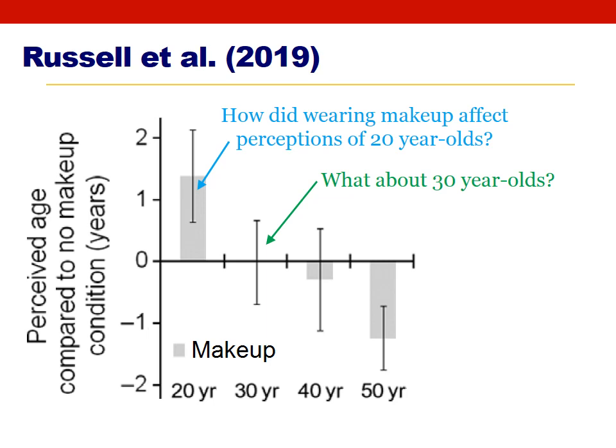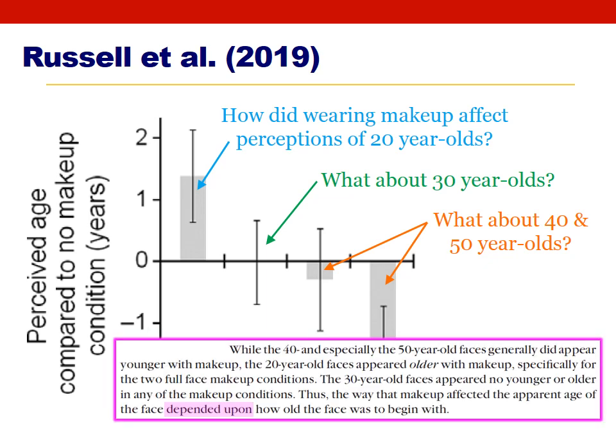For 30-year-olds, wearing makeup had no effect whatsoever. They were perceived as the same age regardless of whether they were wearing makeup or not. For older women, particularly for 50-year-olds, a 50-year-old wearing makeup was perceived as younger than a 50-year-old who was not wearing makeup. So the takeaway message from this study is that the effect of makeup on a person's appearance depended on that person's actual age.